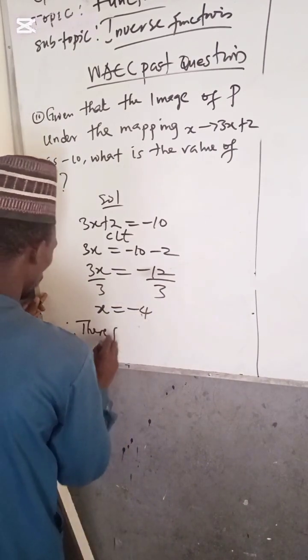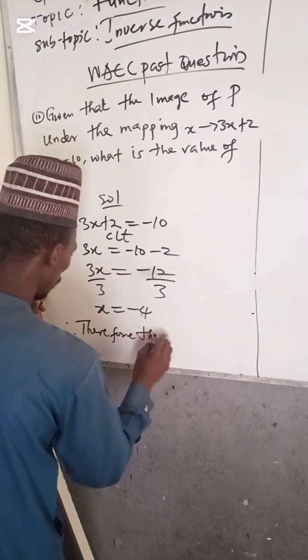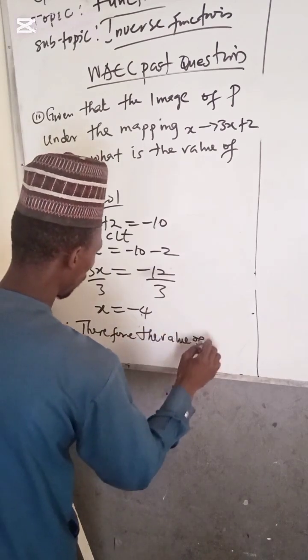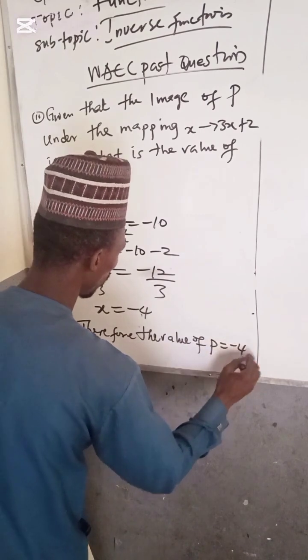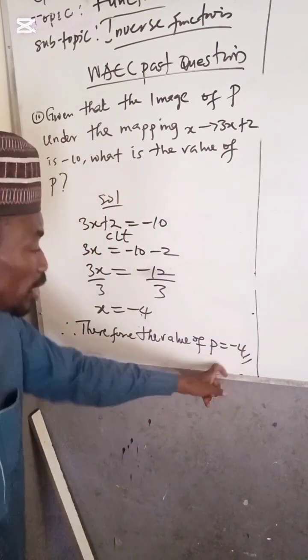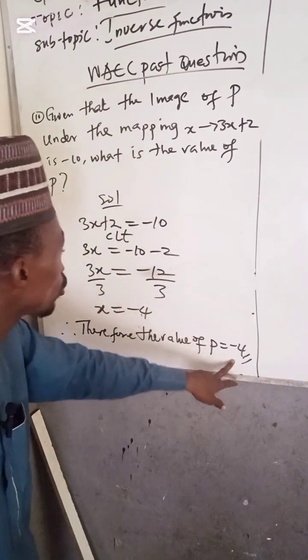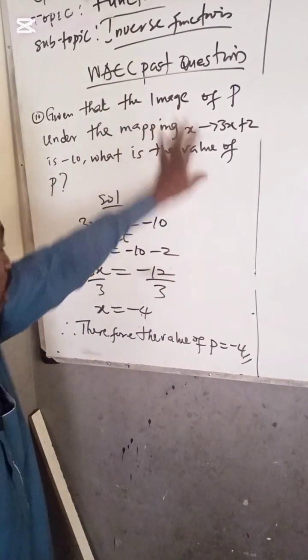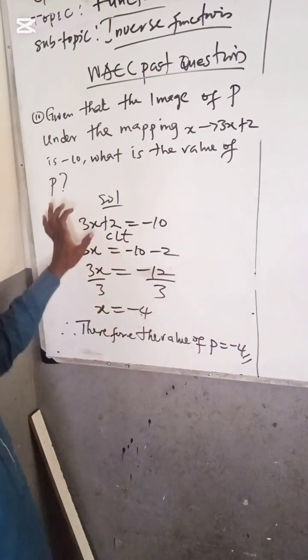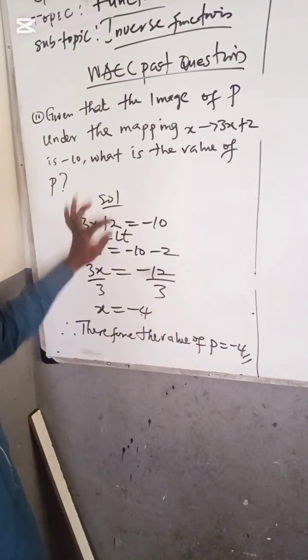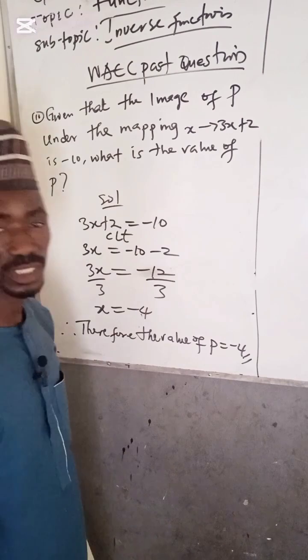Therefore, the value of P is equal to minus 4. This is the value of P, that is the element in the domain that produces the image minus 10. You can check. Input your minus 4 here, add it with this, you are going to get minus 10.